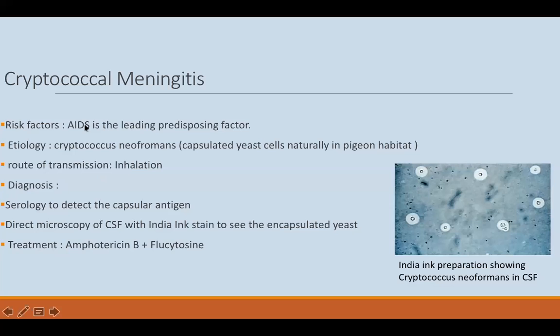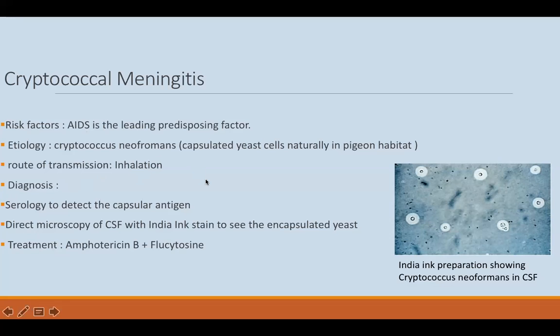طيب الكريبتوكوكال meningitis هذه الجملة مرة مهمة. AIDS is the leading predisposing factor for cryptococcal meningitis. يعني لما تشوفون case of cryptococcal meningitis or a patient, AIDS patient, and they tell you what's the most likely organism, it's Cryptococcus. Okay? الاتيولوجي اللي هو الكريبتوكوكس neoformans, it's a capsulated yeast cell naturally found in pigeon habitats. A route of transmission is by inhalation.